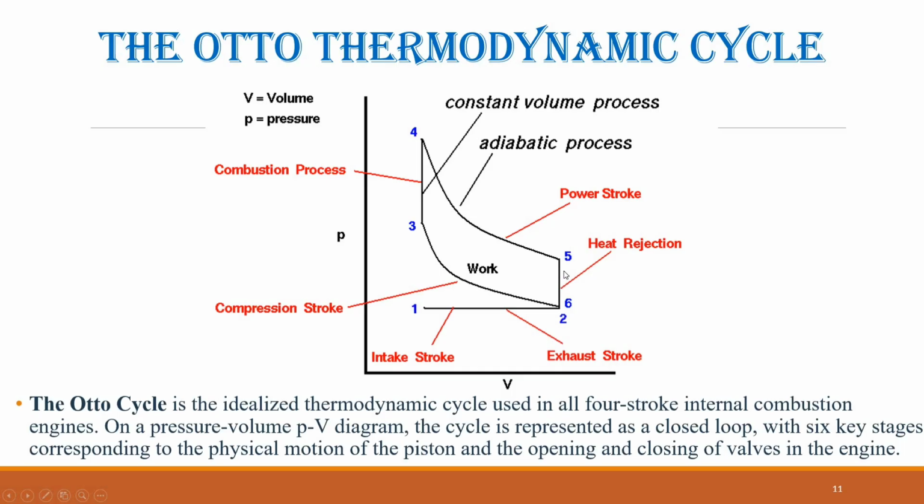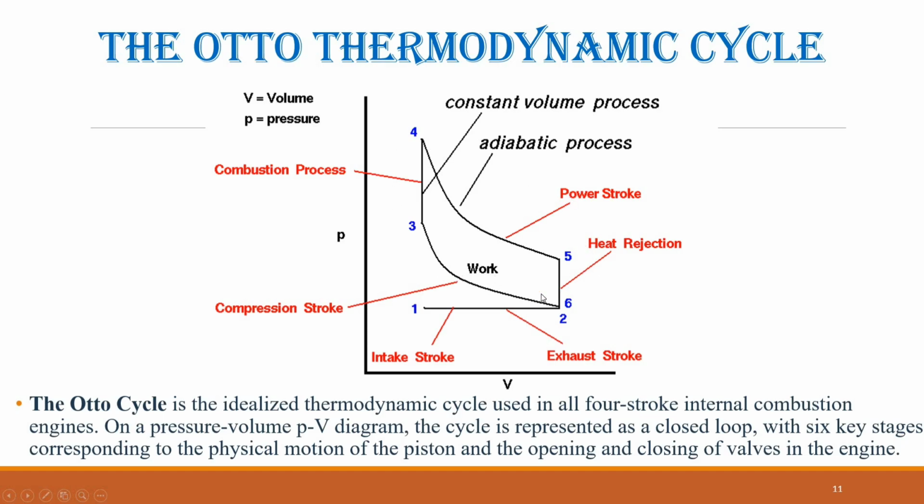Stage 5 to Stage 6, exhaust stroke part 1. At Stage 5, the exhaust valve opens. The piston moves upward, forcing the combustion products out of the cylinder. The pressure remains roughly constant while the gas volume decreases. Stage 6 to Stage 1, exhaust stroke part 2. The piston completes its upward movement, expelling the remaining exhaust gases. The cylinder returns to its original state, ready for the next intake stroke, completing the cycle.